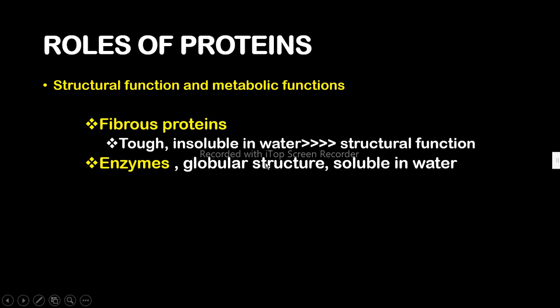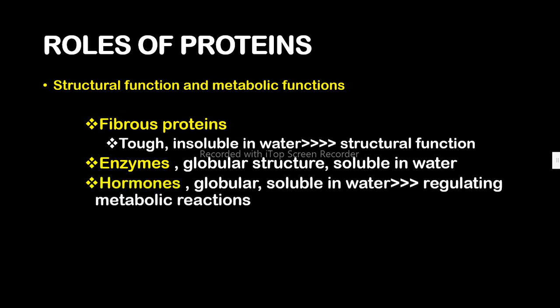For instance, we have enzymes that have a globular structure with a specific shape for catalysis. We are going to talk about enzymes in the next few slides. Then we have hormones. These are also globular, soluble in water, and they regulate the metabolic activities. They maintain the homeostasis of our bodies, maintaining the internal environment constant. So these hormones play an important part.